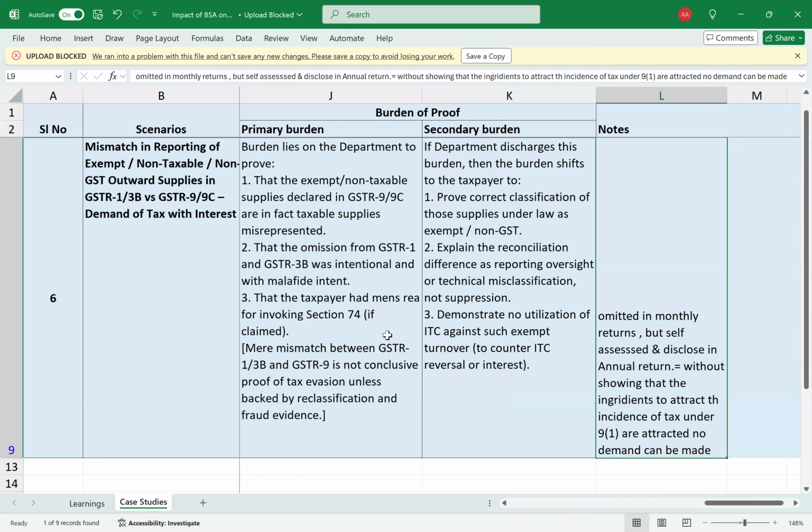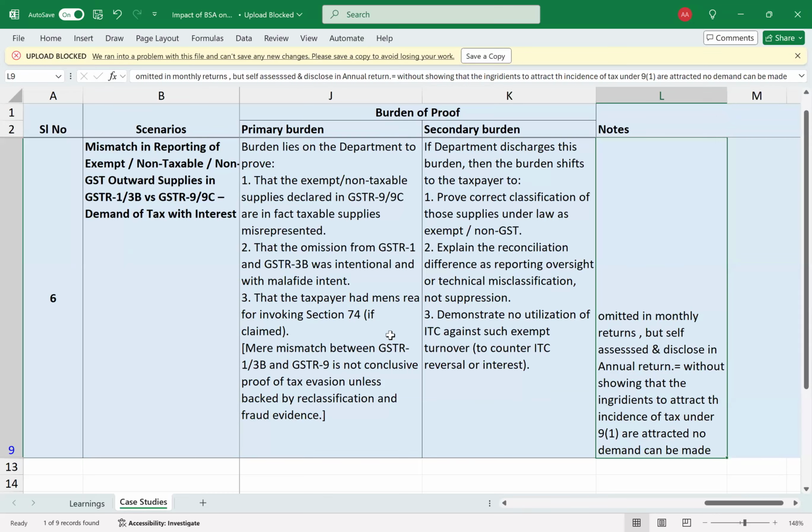Now, the moment we say that 9C is correct and I have reported under the exempt category, then there is no escape from the burden of proof, because we have disclosed that as exempted turnover, and we are not even denying that 9C is incorrect. Ma'am, we are denying that 3B is correct. We are saying that 9C is perfect. Once it is correct, then we have shown additional exemption in 9C. So the burden shifts on the taxpayer, isn't it?